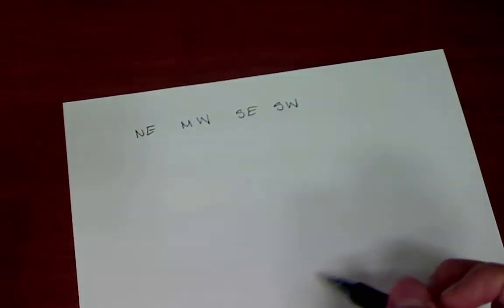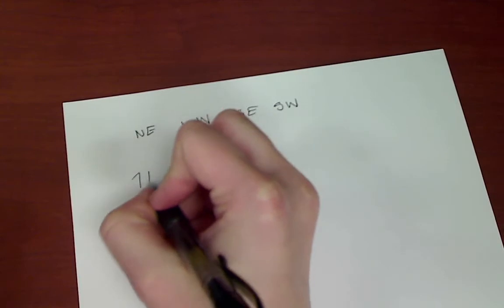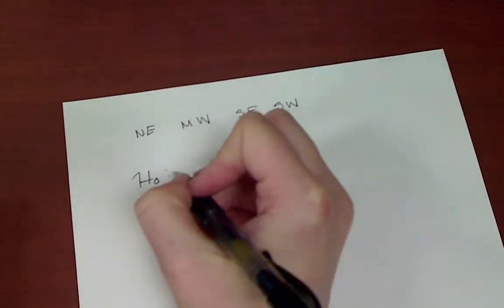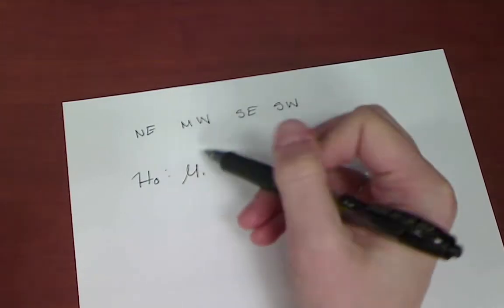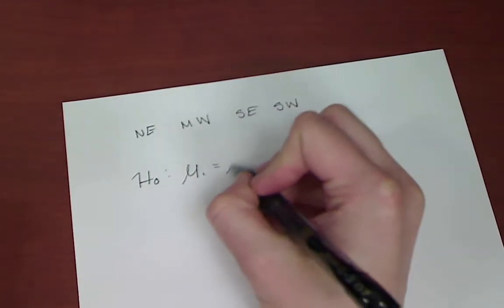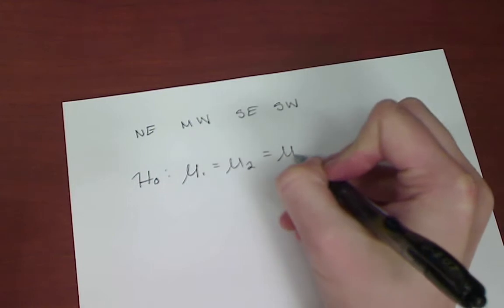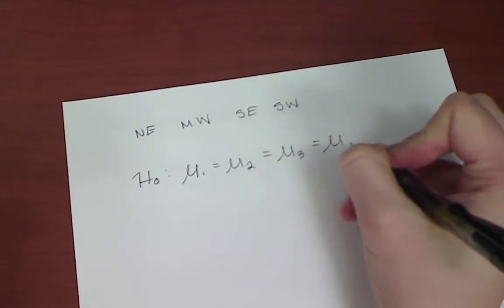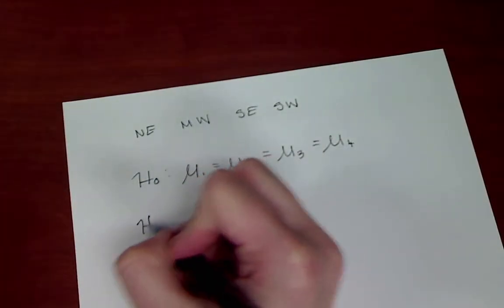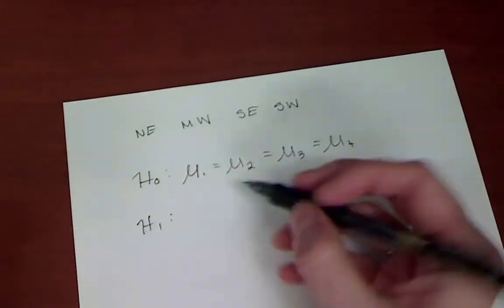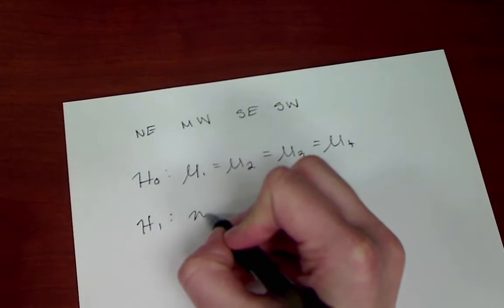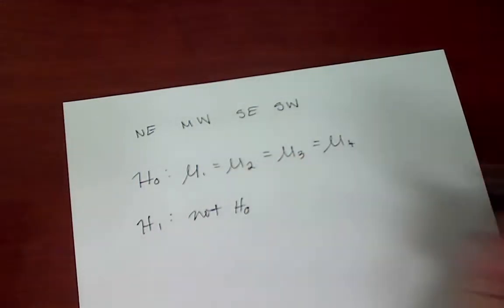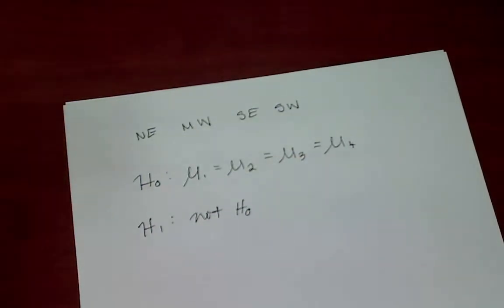So the null hypothesis in that case would be that the mean of the first group is equal to the mean of the second, equal to the mean of the third, and the mean of the fourth, right? And then an alternative would be that there's some kind of difference somewhere, right? It could be here, it could be here, all of them could be different, but we usually just write not the null, okay?